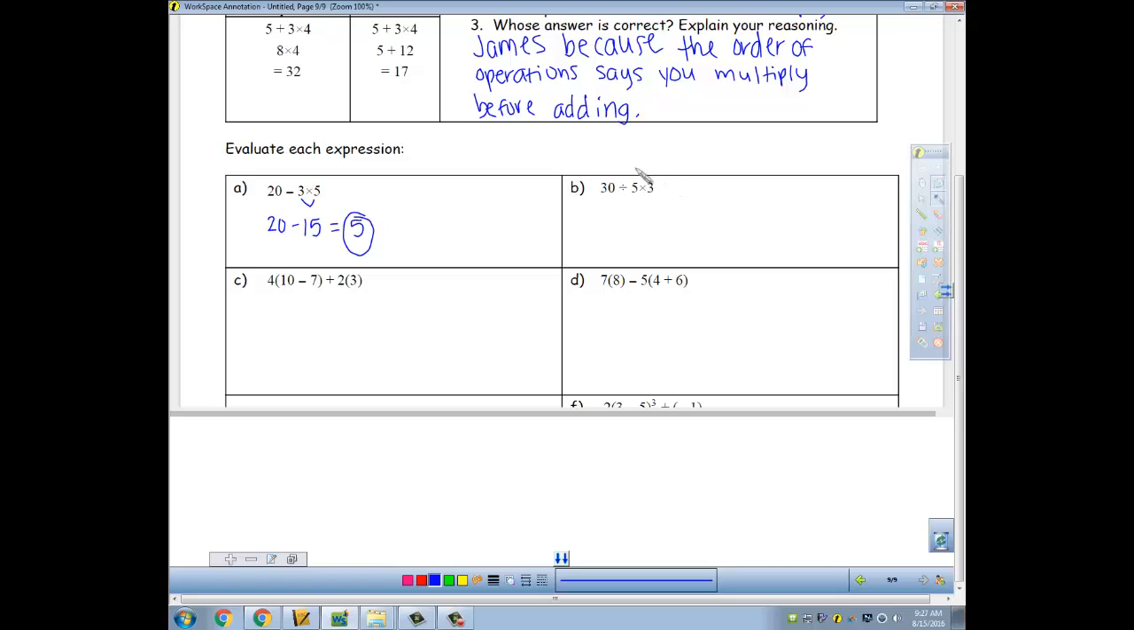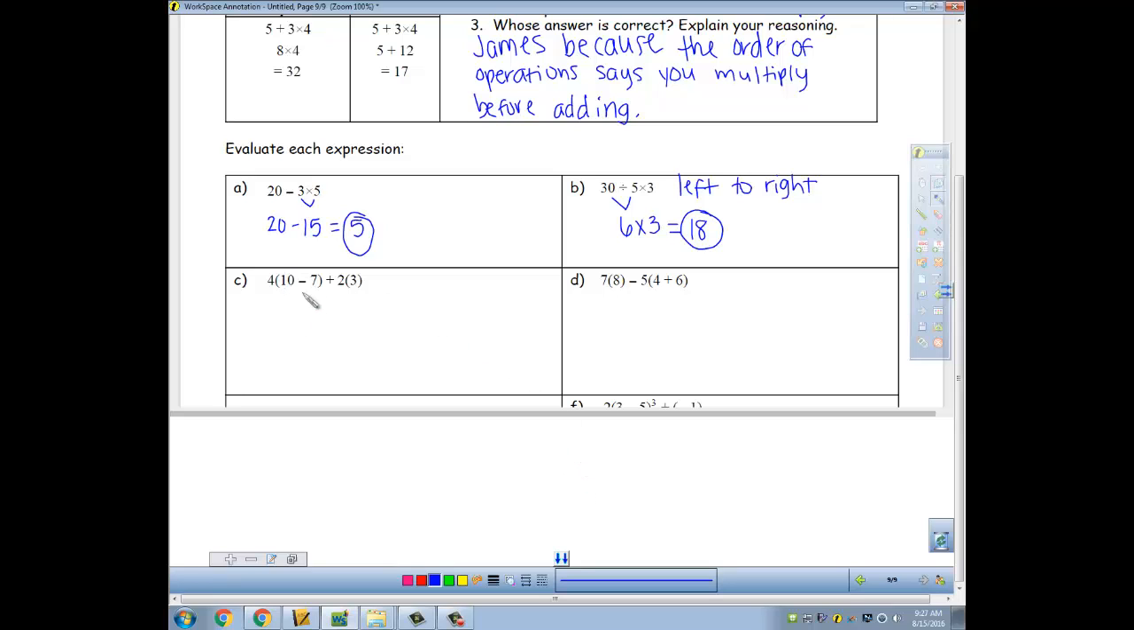Part B, we have all multiplication and division in the problem, which means we go left to right. So start with 30 divided by 5, which is 6, and then bring down the times 3. 6 times 3 is 18.